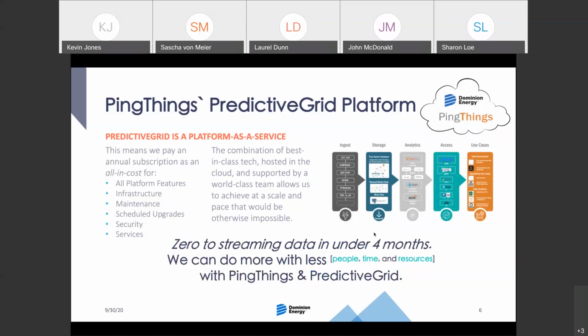I'll point out really two things here that are really important from a utility perspective. First is that working with Ping Things was basically a one-stop shop for all aspects of this transformation. IT played a minimal role, and because of that, second point is that we were able to go from signing a contract to streaming data and doing analysis in about 4 months. So the pace that we've been able to innovate at is really not a utility pace. It's been transformational for Dominion and for all of the individuals that have been involved in that work.